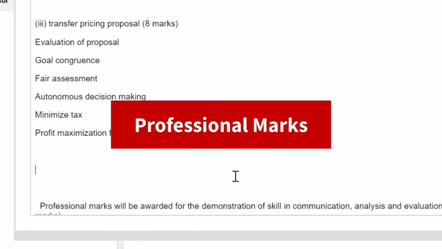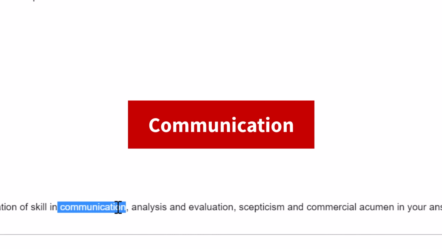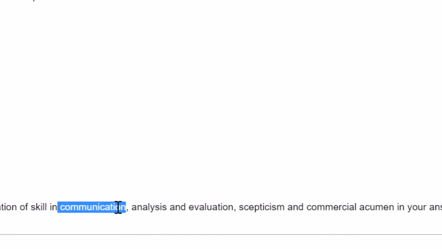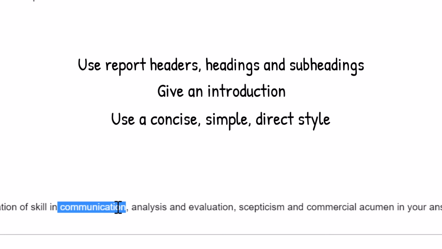Now, let's go to these professional marks. Professional marks will be awarded for communication. You're going to get the communication marks by making the report look like a report with the headings, with the introduction, with that report header, by writing with a concise, simple business style, answering the questions that are asked. Don't drift into any massive academic definitions of things. If you do all of that, you're going to get comfortable passing communication marks.